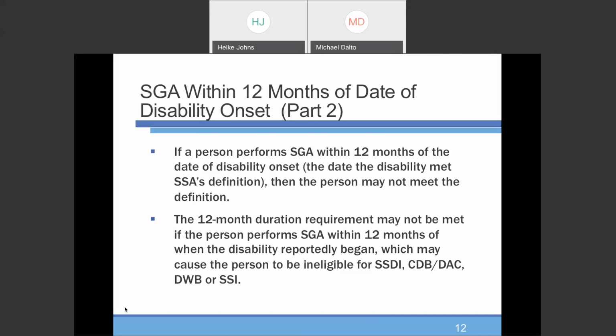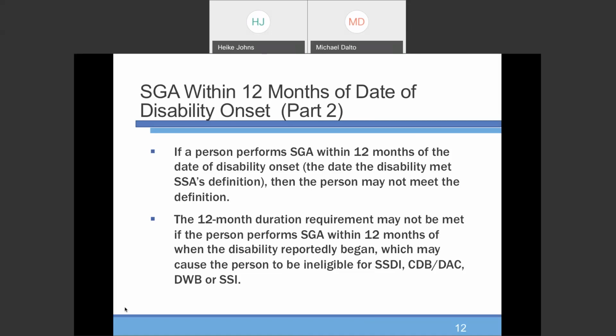What happens when that's the case? That could cause the person to be ineligible for a benefit that they've already been approved for. If Social Security later finds out that they did SGA within 12 months of that onset date, Social Security could go back and reopen the decision they made to award benefits to the person. They could decide that they weren't eligible for benefits in the first place. They could cancel them all out, and then the person would have to pay back all the benefits they'd received.